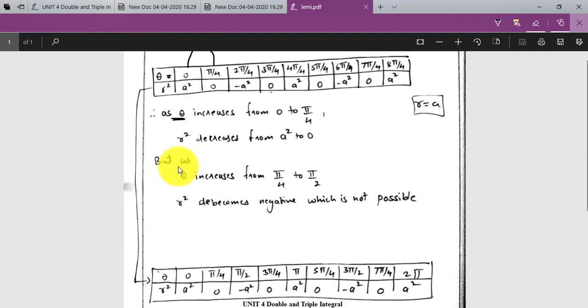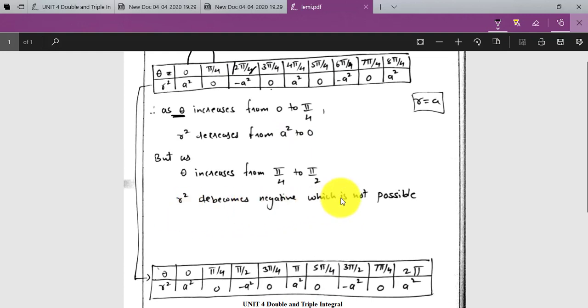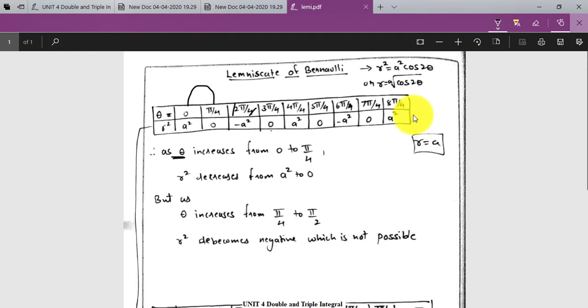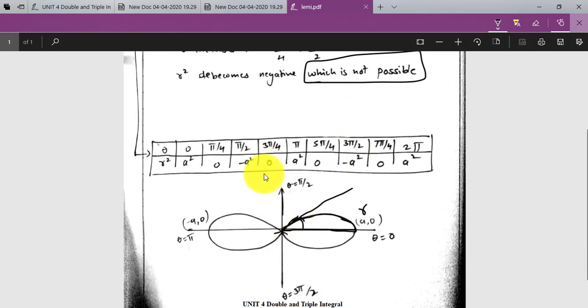But as theta increases from pi by 4 to 2 pi by 4, that is pi by 2, r square becomes negative. When you substitute here, it turns out to be -1, so it becomes minus a square, which is not possible, because your radius is not negative. Similarly, from pi by 2 it is negative. And then at 3 pi by 2, obviously it is 0 over here, and then again it traces out.